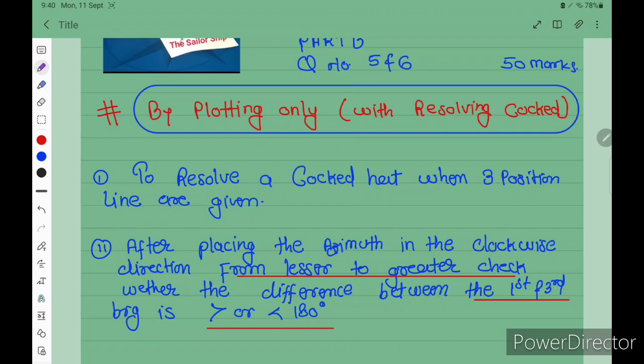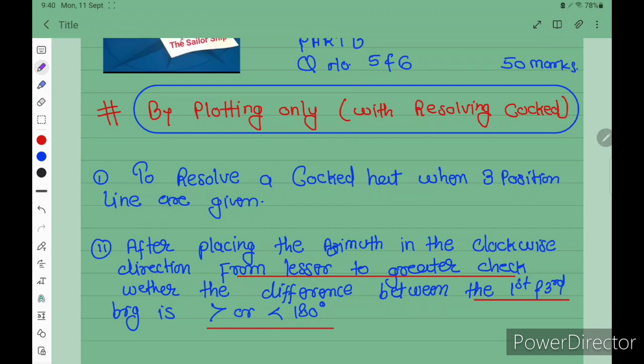In that question they only change the DR position or some PL a little bit here and there. The rest of the procedure is the same. So if you solve these two numericals, you can solve any type of numerical which belongs to the cocked hat method in the Part B section.